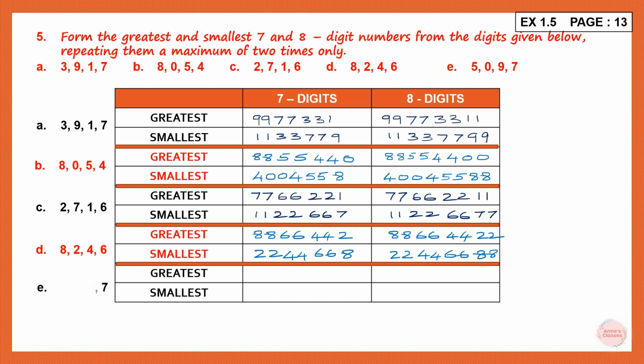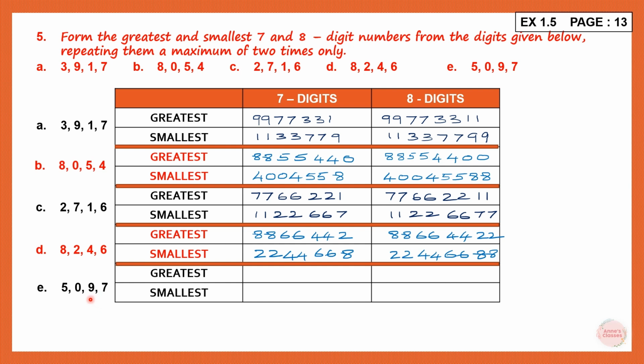Next we're going to question E. So here also, as you can see, there are 4 digits. We have to make the greatest and smallest 7 and 8-digit numbers. Since there are only 4 digits, to make a 7-digit number, we have to repeat 3 numbers. Okay, so that we get a 7-digit number.